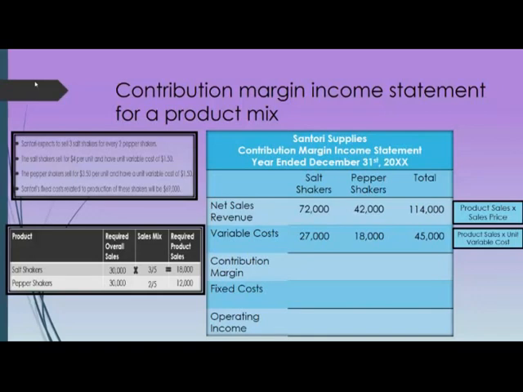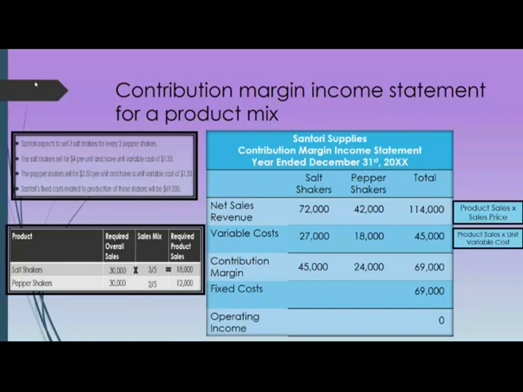meaning our contribution margin from salt shakers is going to be $45,000, $72,000 in sales revenue minus the $27,000 in variable costs. Our contribution margin from pepper shakers is going to be $24,000, and that is going to add up to $69,000, which is convenient because our fixed costs related to production were expected to be $69,000, which means if we do have a contribution margin of $69,000 to go towards paying our fixed costs, and we actually have $69,000 in fixed costs, we're going to have operating income of 0.